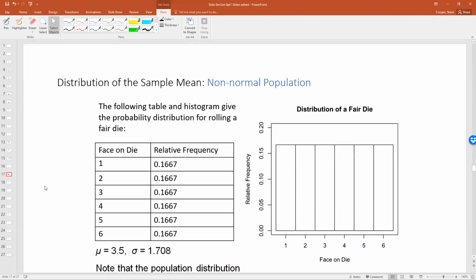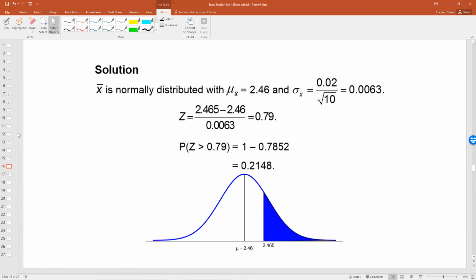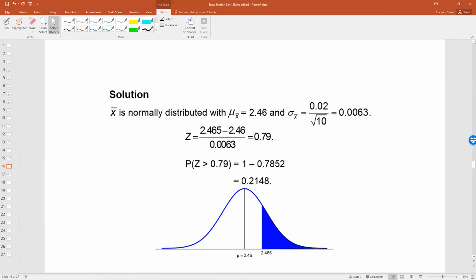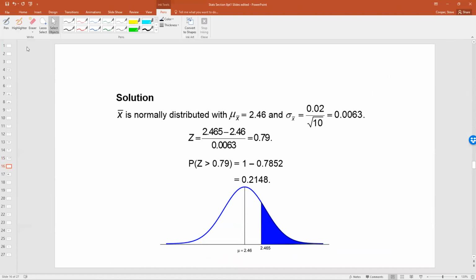Let's look at the normal image here for it. I'm going to shrink this one or two. All right. Okay, so this is the same problem. It's just showing us the normal curve, a few more steps. X bar is normally distributed, and then we calculated the new sigma for X bar with n equal to 10. And then if we convert our X score to a Z score, we're going to take the X value in question. Remember, it was a probability of getting X bar greater than or equal to 2.465.